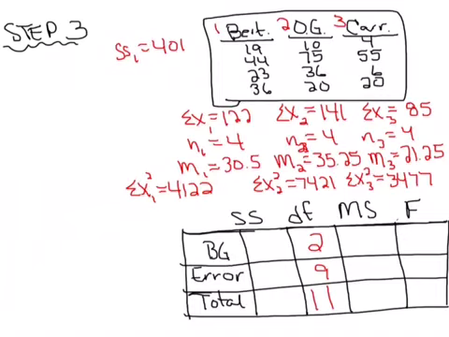So each group separately. Sums of squares for group 2, you should be getting 2,450.75. And then sums of squares for group 3, you should be getting 1,670.75. So those are the 3 group sums of squares. We also need 2 other things. We need the sum of x total and the sum of x squared total.